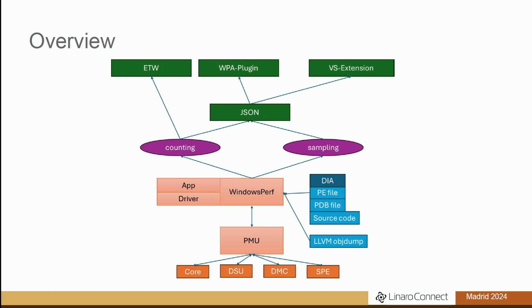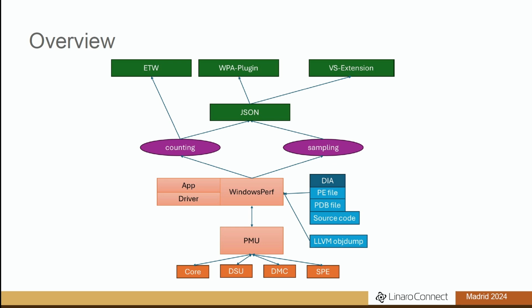Okay, so this is now how the architecture is looking. It's way more complicated than it was at the beginning. So now we require the DIA, we require access to LLVM object dump, PE file, the PDB file, the source code. We are reading all this information from the PMU, which right now we just support core, DSU, and DMC, and we plan to, in the future, also support SPE. The PMU talks to the driver, and the driver talks to the application.